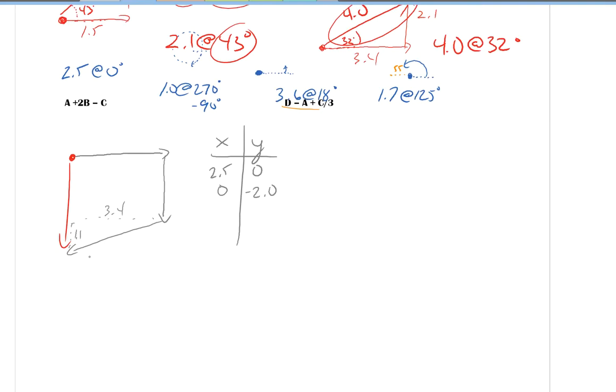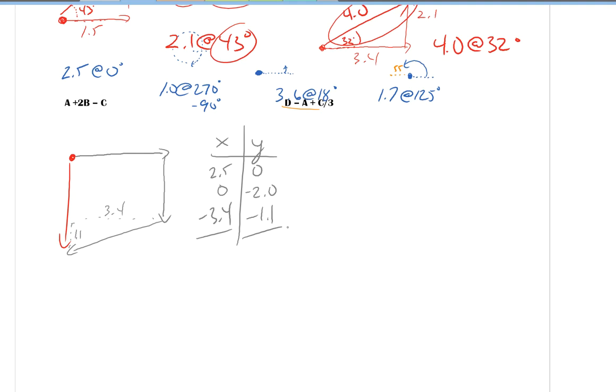So the x component for that one is 3.4, but since it's going to the left, it'd be negative 3.4. The y component is 1.1. That vector is moving downwards, so that'd be negative 1.1. So there's all my components.